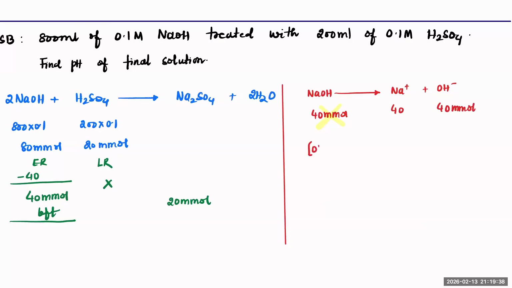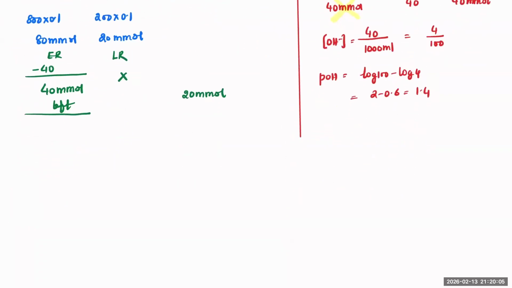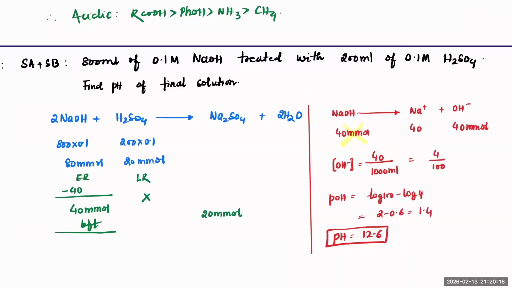So now calculate the concentration of OH minus, which is equal to 40 millimoles divided by total volume. Total volume is 1000 ml. Okay, so that makes it 4 by 100. So the pOH value is equal to log of 100 minus log of 4, which is equal to 2 minus 0.6, which is 1.4. So if pOH is 1.4, then the pH value will be equal to 12.6. So that is what is expected out of you to calculate the pH of the solution.